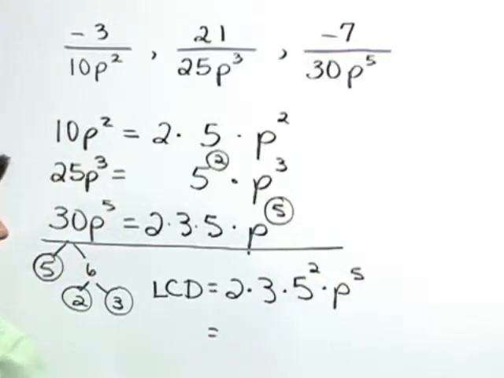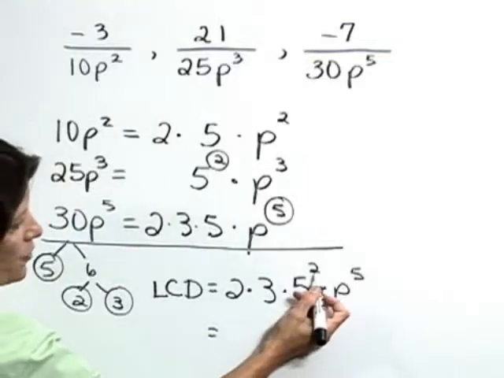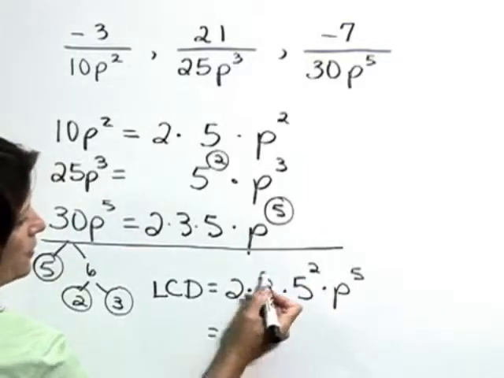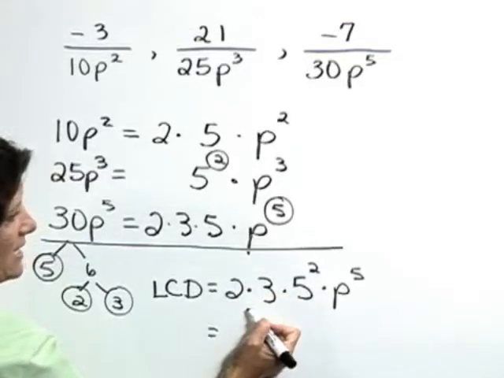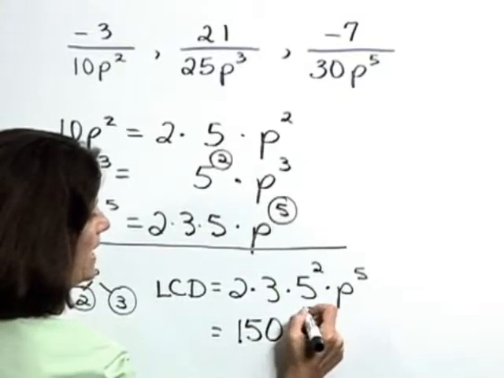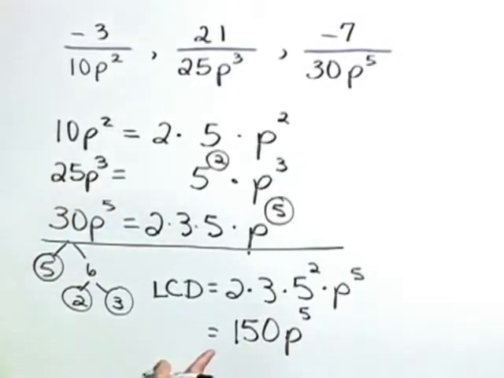Now let's multiply this together. 5 squared is 25 times the product of 2 and 3, 6, is 150p to the fifth. Our lowest common denominator then is 150p to the fifth.